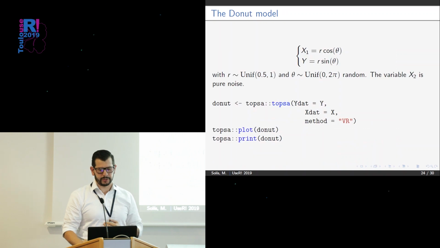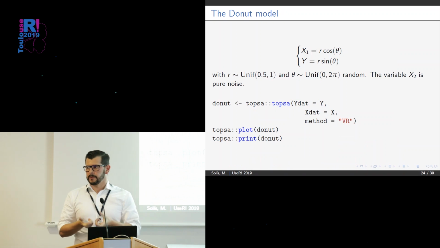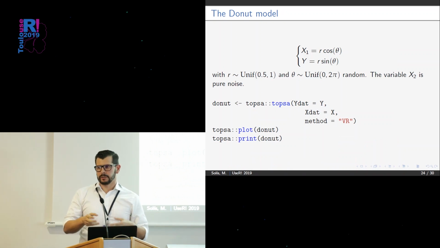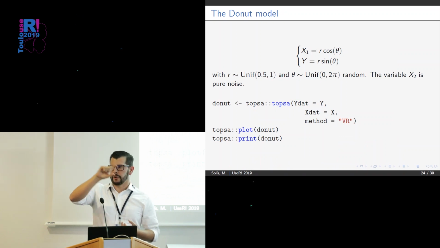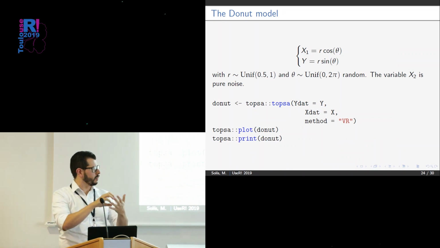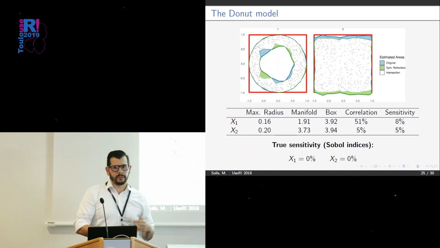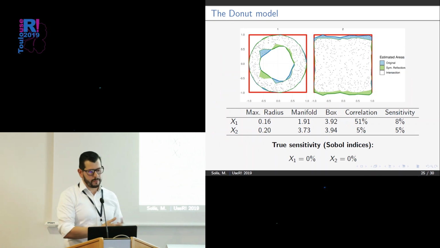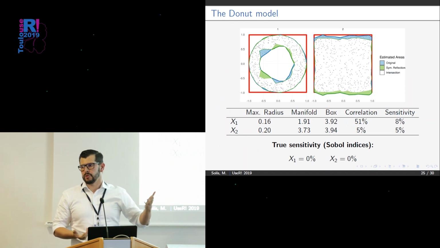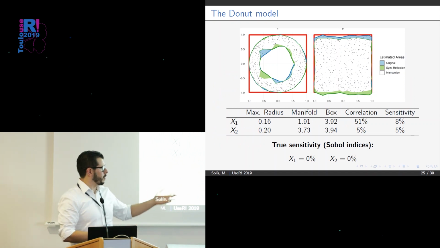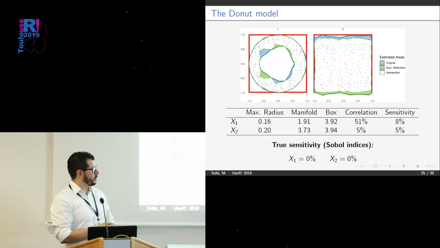The most curious is, for example, this case. Imagine that you have a donut. A donut is an example with only data in a ring around and a hole in the middle. If I run my package with this data, of course the sensitivity will be almost 0 or small. The true sensitivity in the Sobol sense is 0, of course.